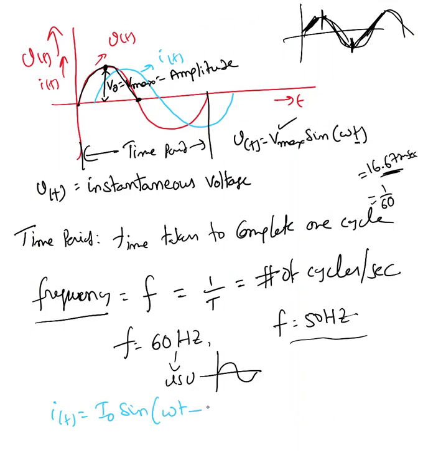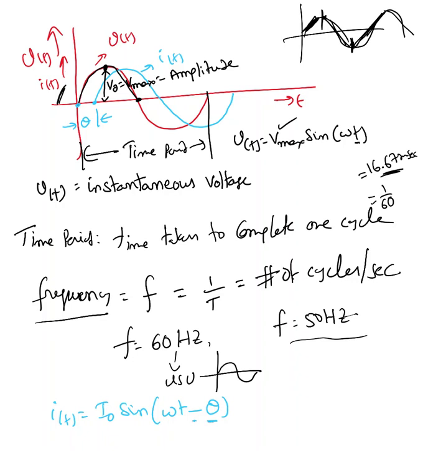Now in the same waveform, I represent I of t equal to I naught sine omega t minus theta. Why am I representing this with theta? Theta is the angle from 0 to wherever it is starting. This I of t is coming after V of t, so that's the reason I'm representing it with minus. If it is starting from here, then it's going to be plus theta.